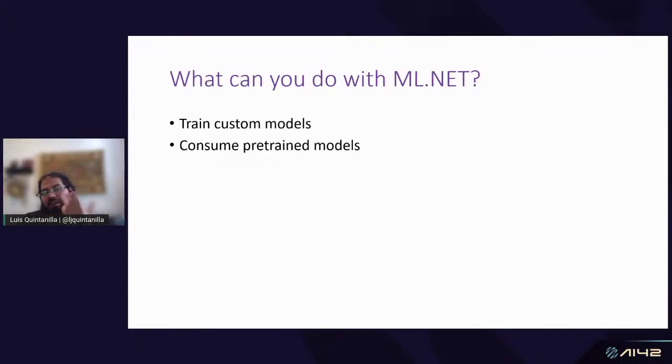So what can you do with ML.NET? Well, you can train custom machine learning models. That means you take your data and apply algorithms to this data based on the problem you're trying to solve, and you train a model that is customized to your data set. So, picking the best model for your data set.